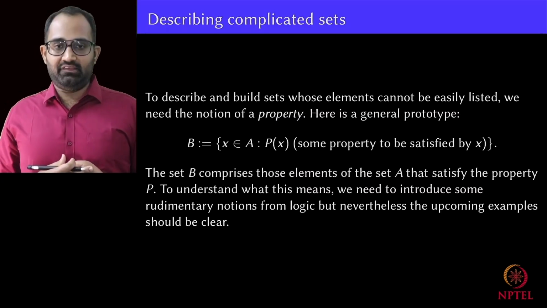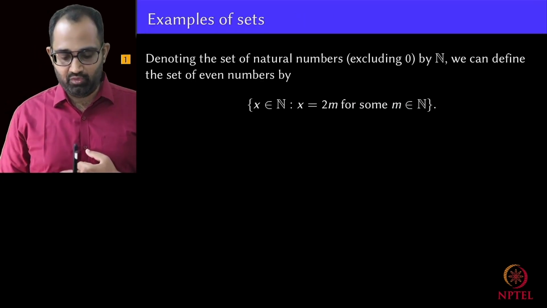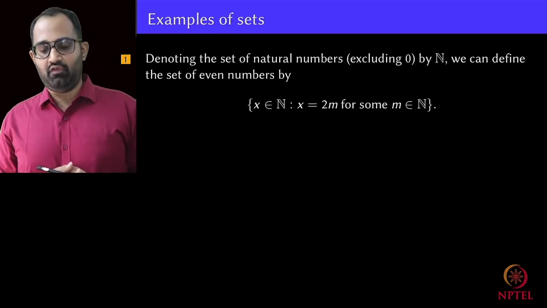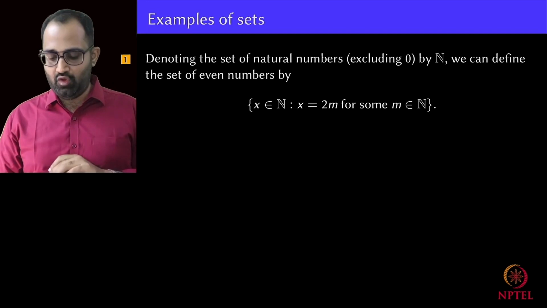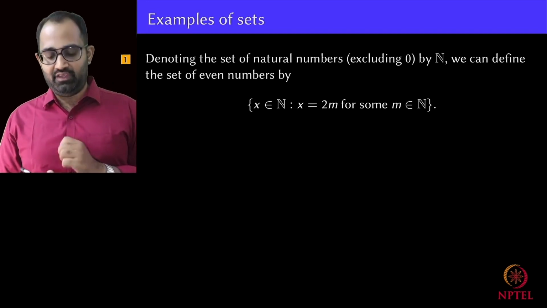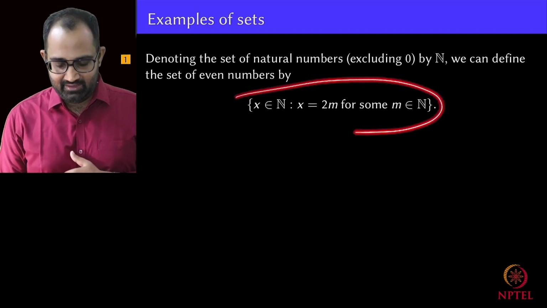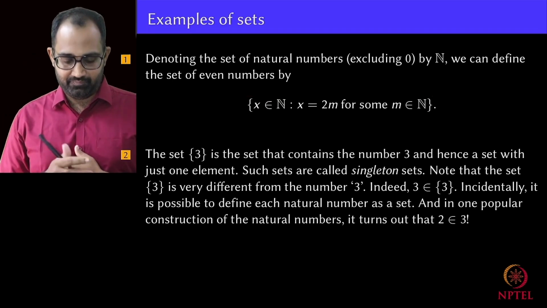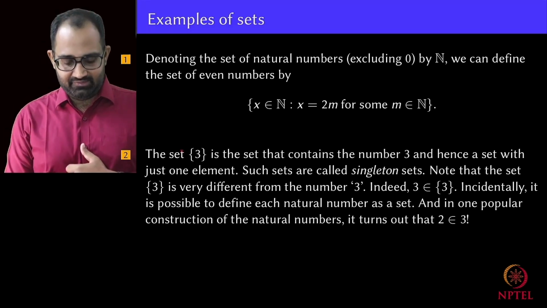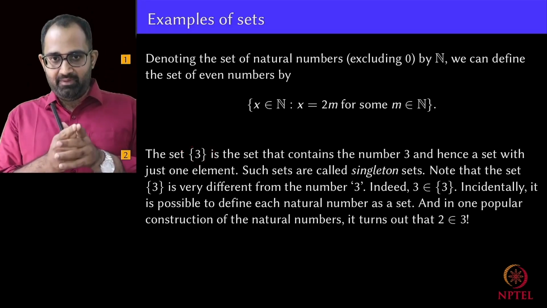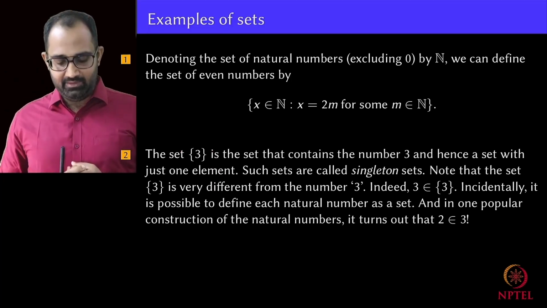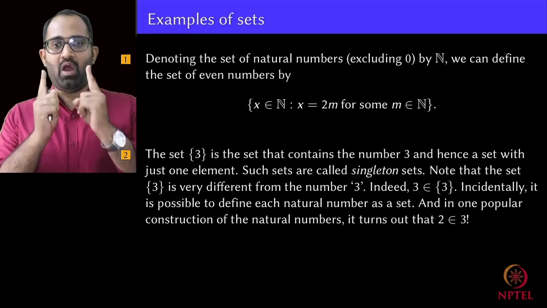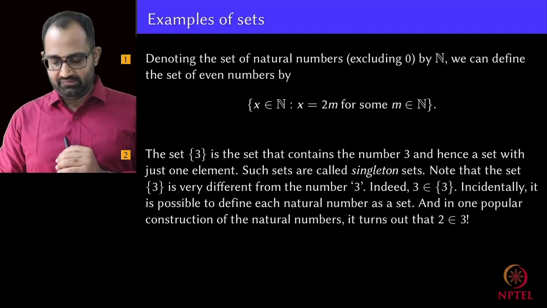I will give some more examples to make sure that you understand what is going on. The first example we have already seen, denoting the set of natural numbers excluding 0 by N. We can define the set of even numbers by x in N, x equal to 2m for some m in N. The singleton set {3}, the set within flower braces with just one element, the element 3, is the set that contains the number 3 and is a set with just one element. Such sets are called singleton sets.